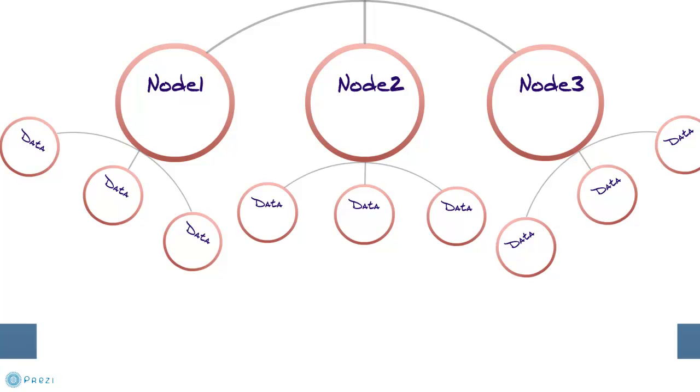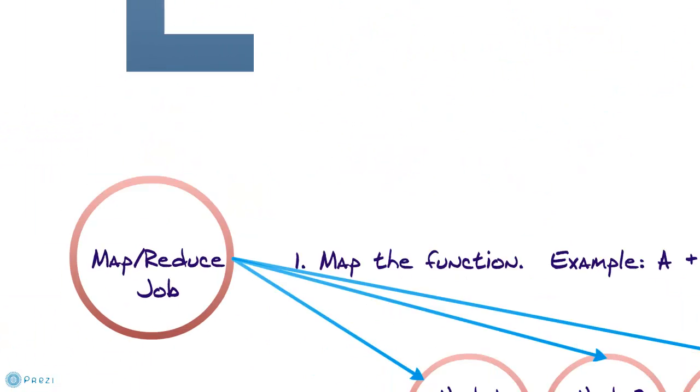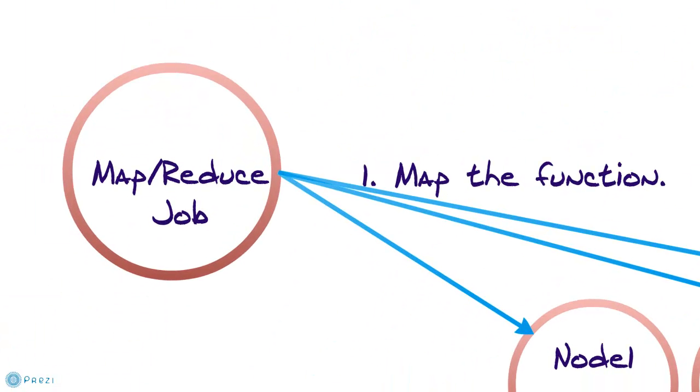In this example, we have a three-node cluster. Each node has access to data which can be processed. MapReduce can be used to call these three nodes. As an example, consider a simple function such as adding columns A and B.